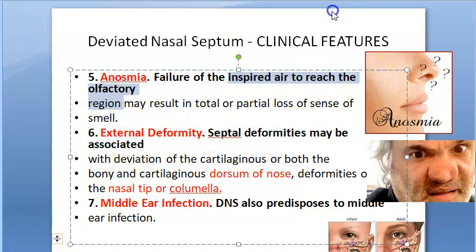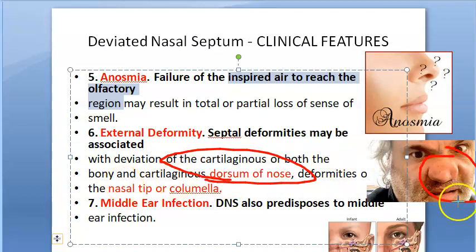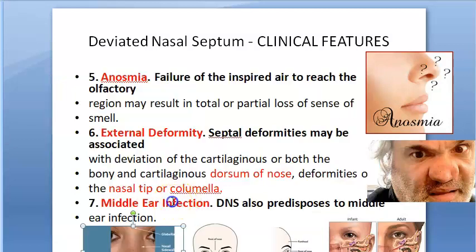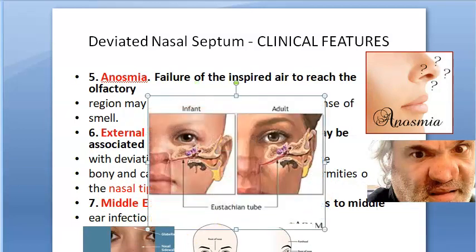Coming to external deformity, guys, septal deformities may be associated with deviation or deformation of the dorsum of nose, tip of nose, columella, etc. Which is columella? This part is columella. This is the tip of nose. This is the dorsum of nose. See, DNS predisposes to middle ear infection. So you should know that it can predispose to middle ear infection.